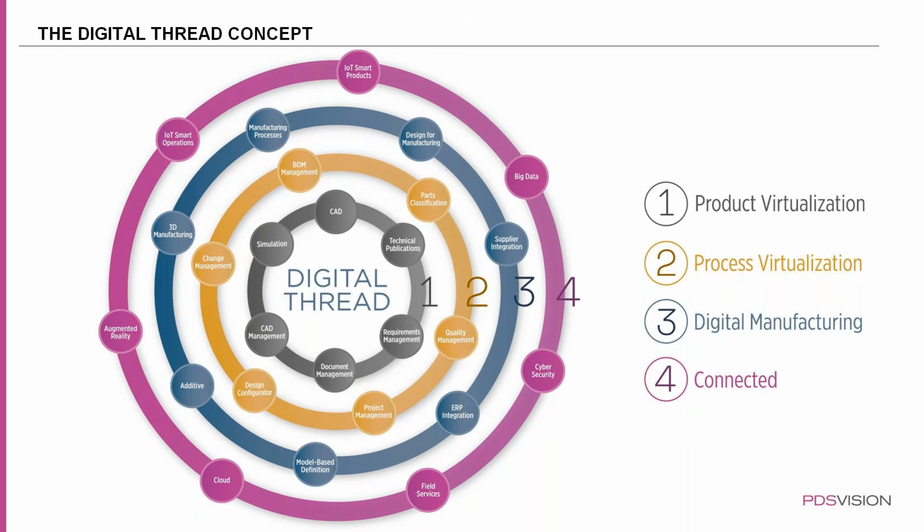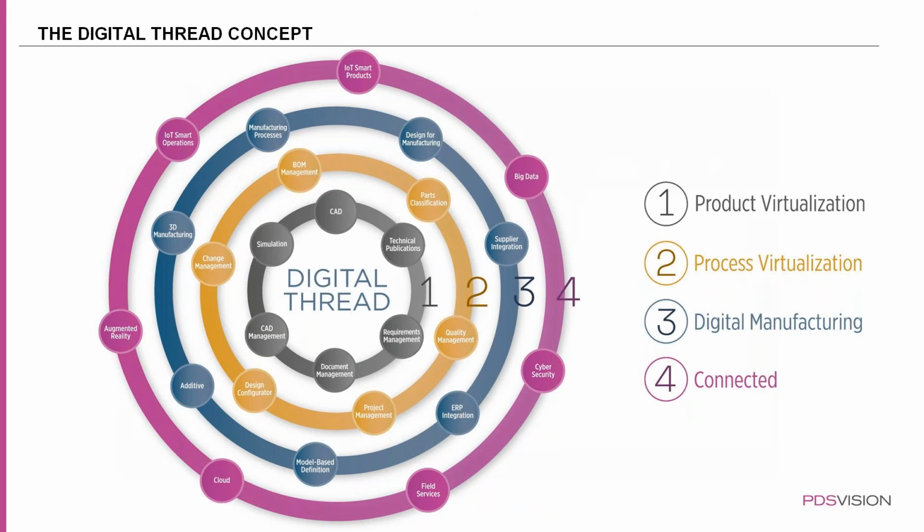As we see, there is an intergroup of product virtualization, process virtualization, digital manufacturing, and connected. These different rings have different concepts associated with them. And they blend and work and interact with other parts of the ecosystem provided by PDS Vision to do these different things that are, in fact, needs that clients have.